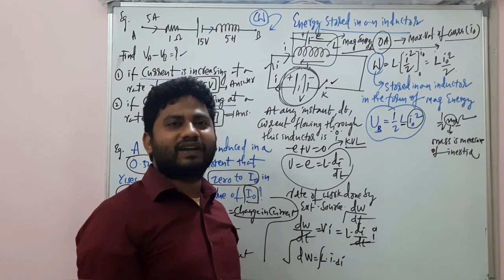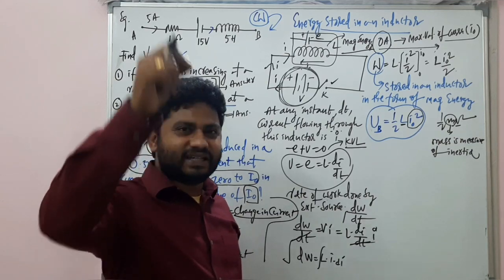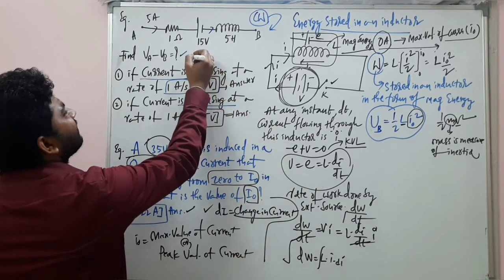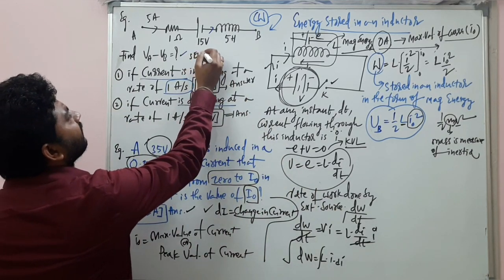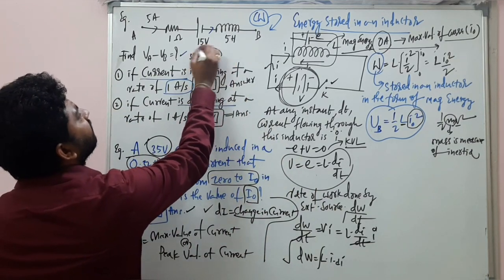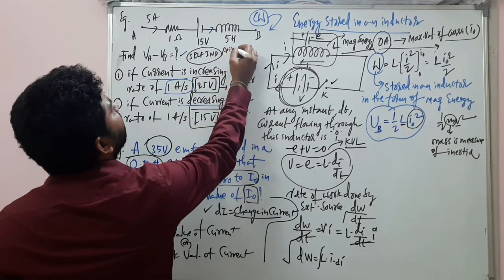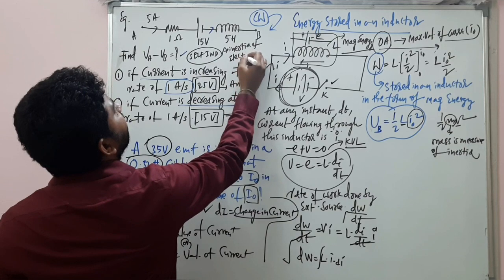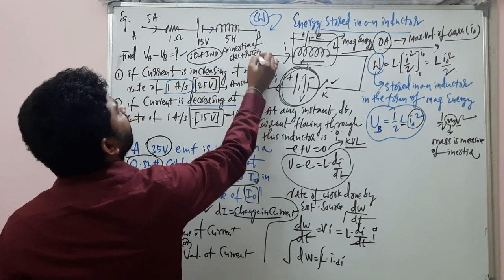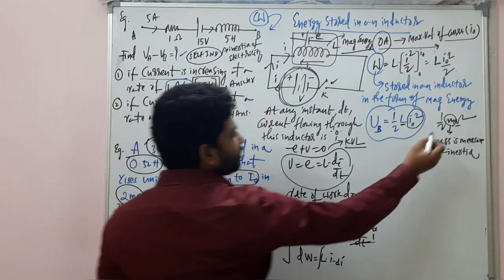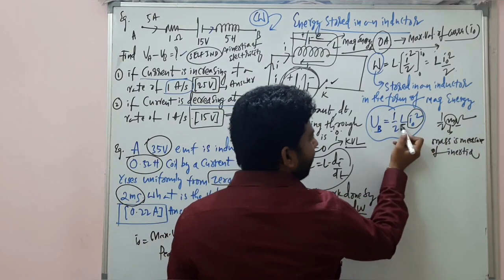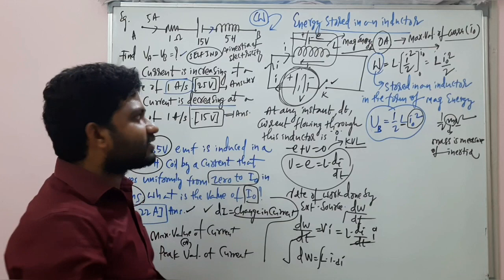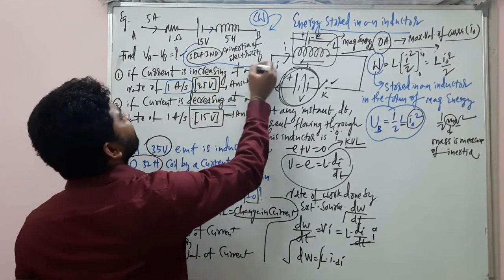Self-inductance is the inertia of electricity. Did you remember this statement or not? Self-induction is the inertia of electricity. I told you so many times in the last class. That's what this is. Mass is the measure of inertia, and L, self-inductance, is the inertia of electricity. That is what we had already discussed.